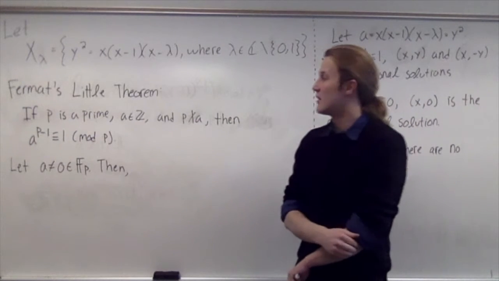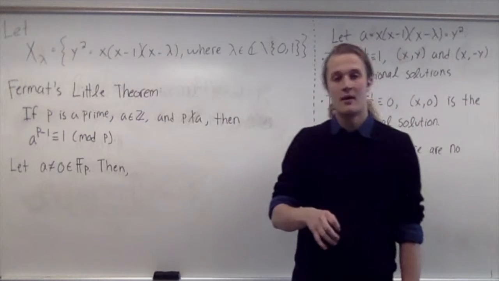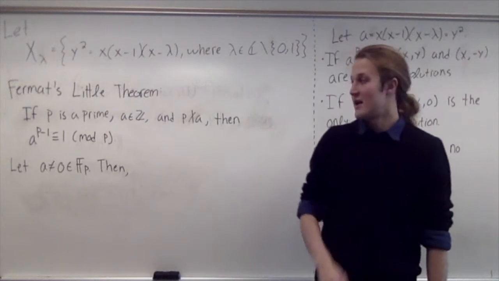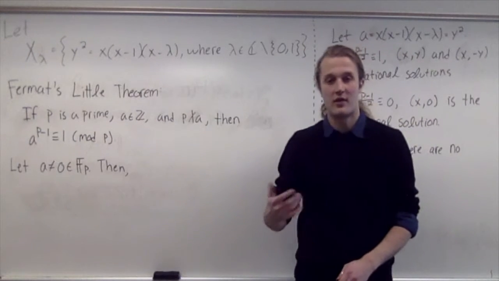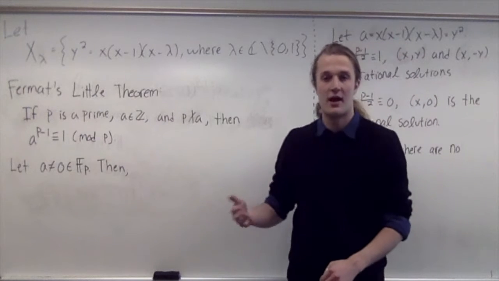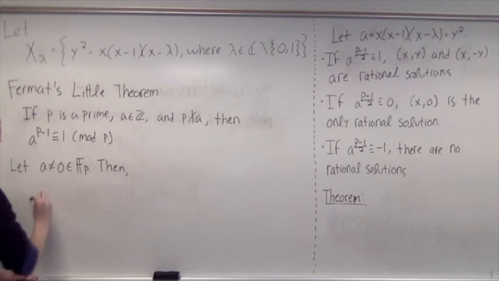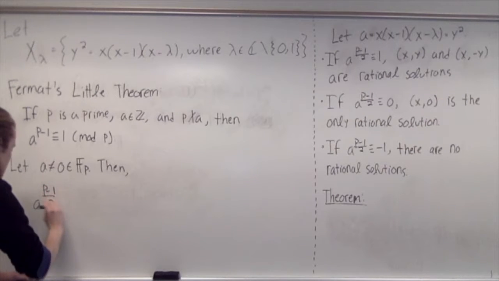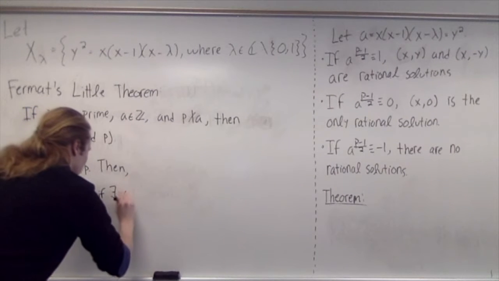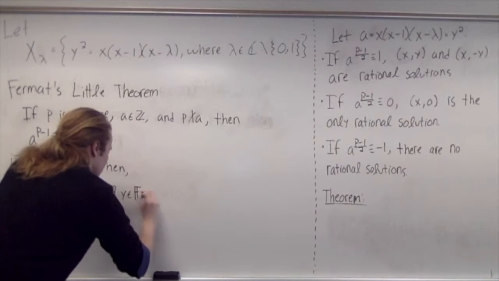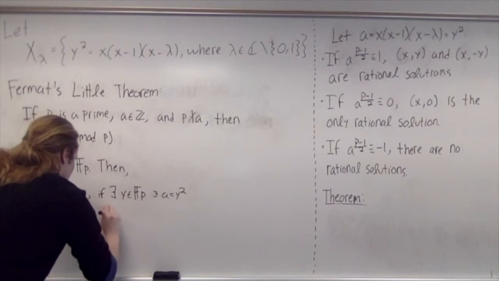So what we do is we first consider Fermat's little theorem, which states that if p is a prime, a is an integer, and p doesn't divide a, then a^(p-1) is equivalent to 1 modulo p. So given that, if I let a be a non-zero element in this finite field, then I know that a^((p-1)/2) is going to be equivalent to 1 if there exists an element y in our finite field such that a is equal to y squared, and negative 1 otherwise.